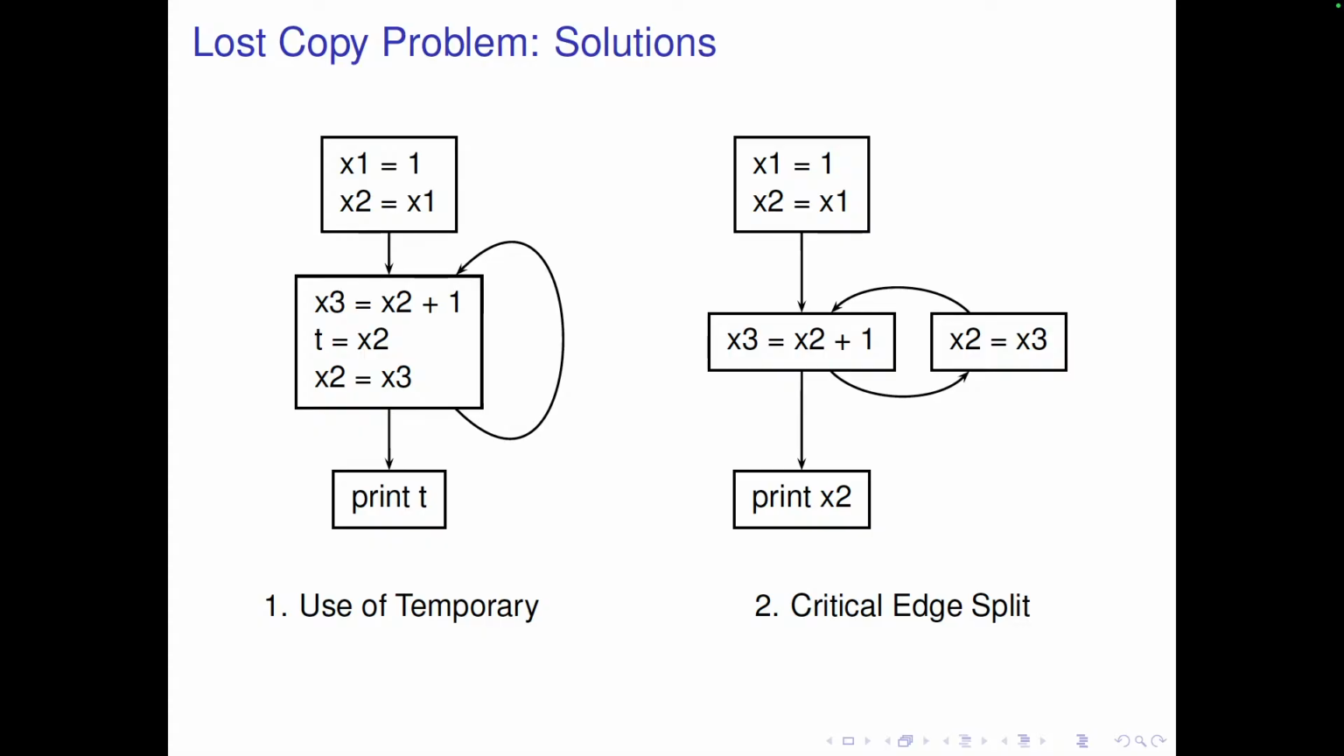So your x2 equal to x3 should be on a separate block. Again, this is time traveling, so in between you have to have a stop. Okay, now this program will work correctly. And this is a standard solution. Anytime you have a loop and you are moving code around, just check whether that movement is going across iteration. If so, you have to introduce a block, you have to split the edge.